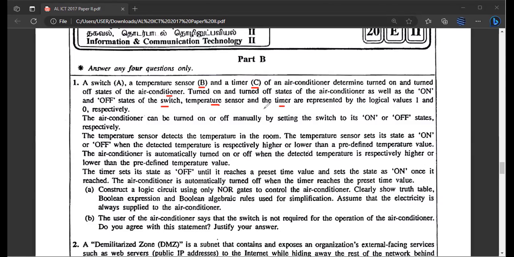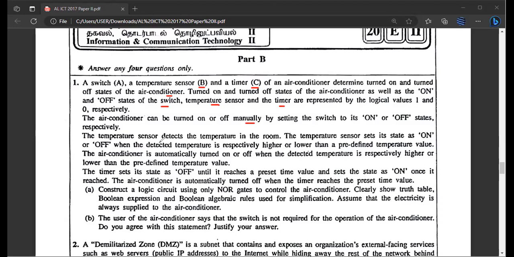The air conditioner can be turned on or off manually by setting the switch to its on or off states respectively. That means if the switch is set to on, then the air conditioner will get on manually, right? And if the switch is off, the air conditioner can be switched off manually, right?